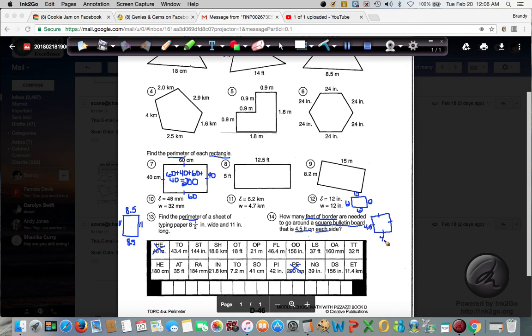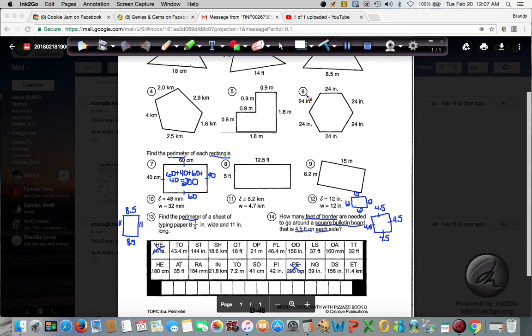Now you will see on your formula sheet that they have a formula for perimeter of a square that says 4S, which is just 4 times the side length. Again, like we talked about with those 0.9s at the top, rather than adding them over and over and over again, the easier way is multiplication.